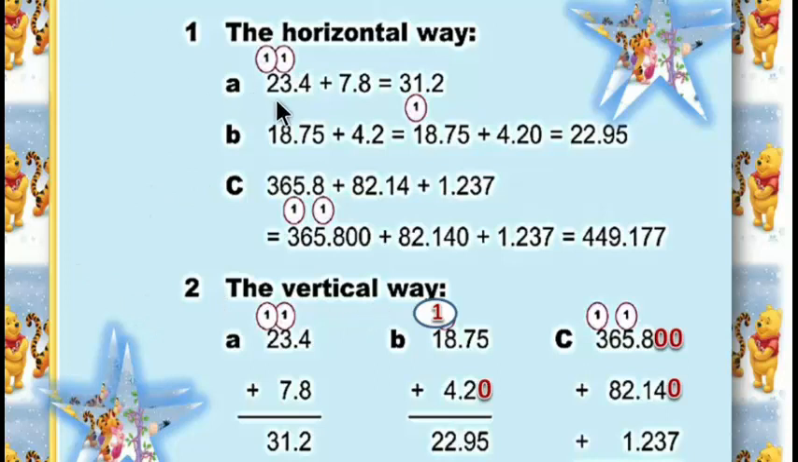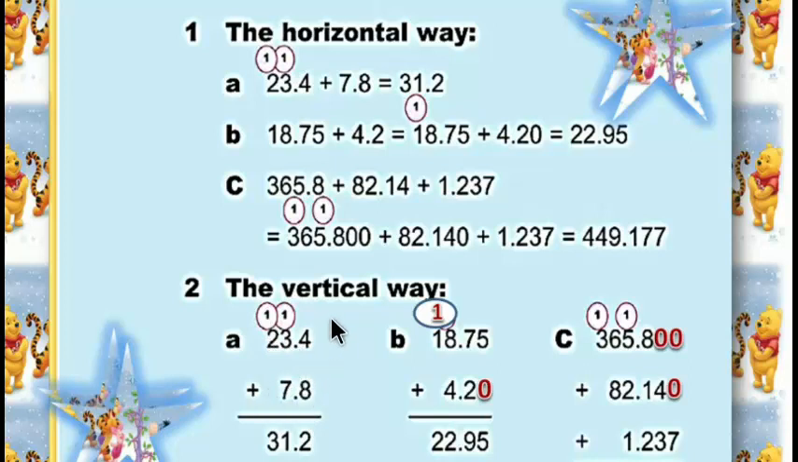Okay, the first one, 23.4 plus 7.8. In vertical way, we will write the problem in this way. Okay, this is vertical way. 23.4 plus 7.8. Please check the decimal part. In decimal part, only 1 digit, okay? Put each digit in its own place. Tenths part, units, tenths, okay?